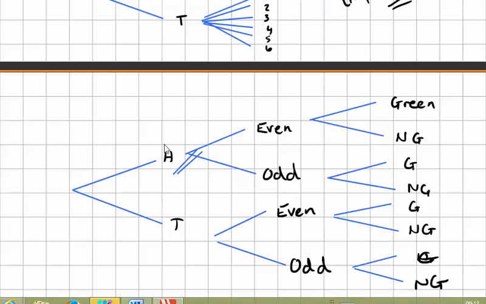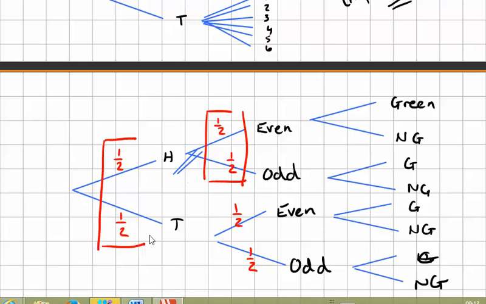So we put the probabilities on the branches. What's the probability of getting a head? 1 out of 2. What's the probability of getting an even number? 1 out of 2. The reason why it's 1 out of 2 is because each set must add up to what? 1. So each branch, where it branches off, should equal 1.